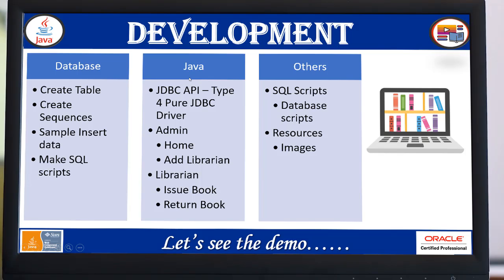Now let's come to the Java, where we are going to communicate our backend to the frontend and have a user interface in a proper form. For the connection from backend to frontend, we need the Java database connectivity API. So we are going to use the JDBC type 4 pure JDBC driver. It's very simple. You just need to register and load the driver and provide the credentials of that Oracle user ID and password. And that will be all.